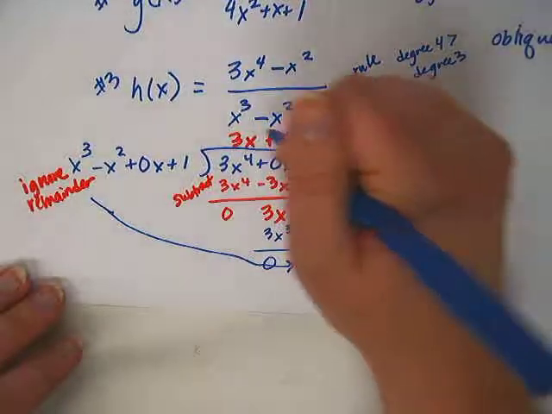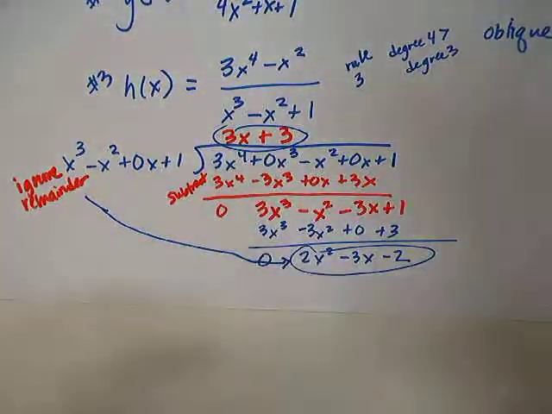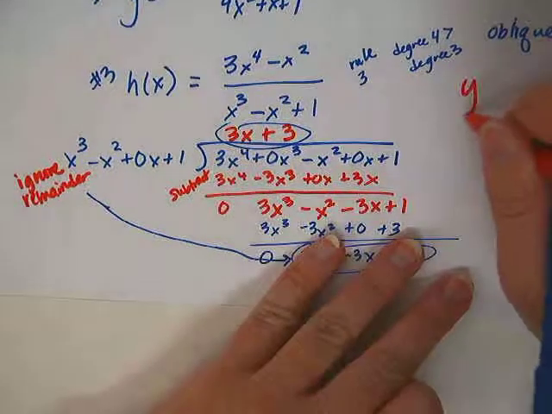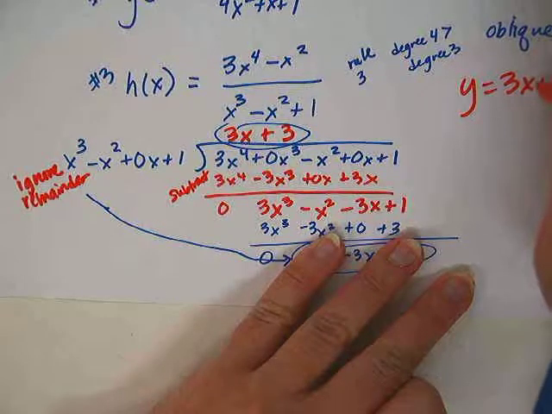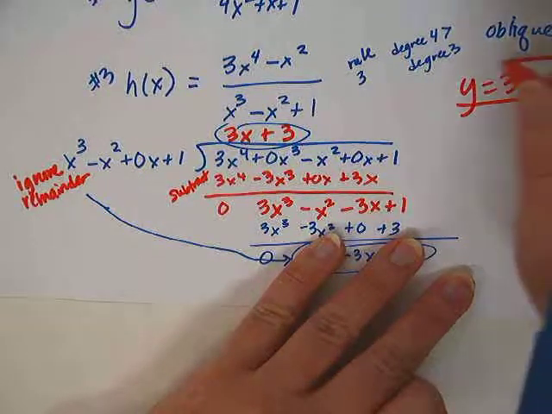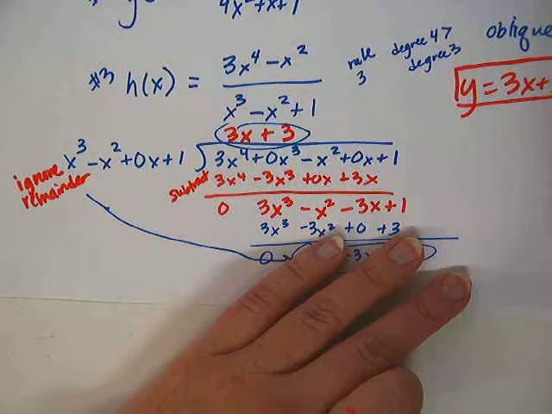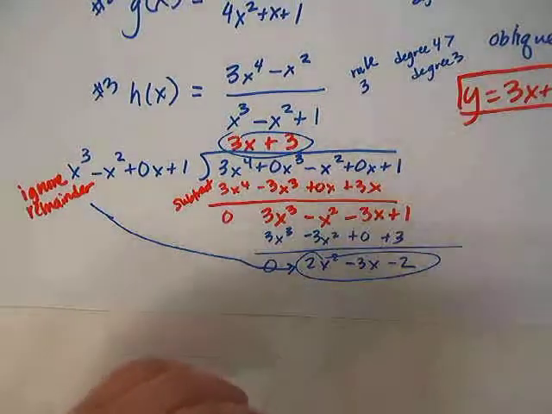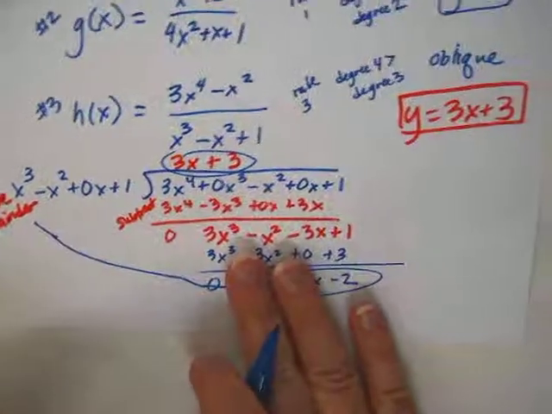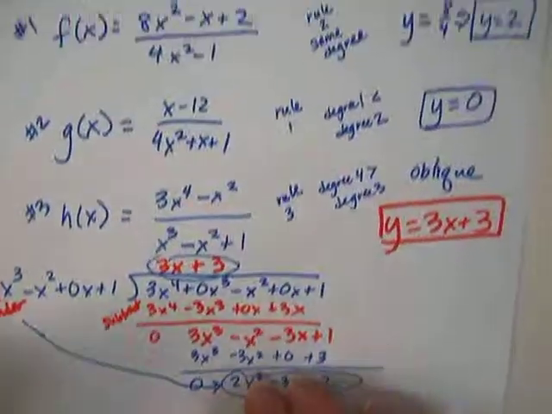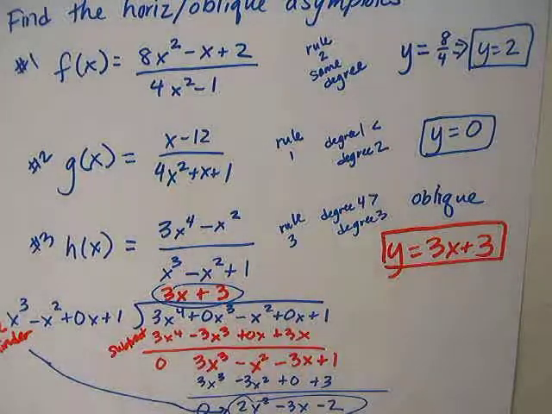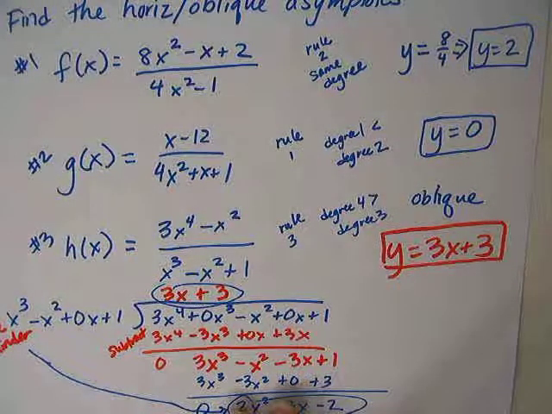Okay? Because x cubed does not divide into x squared, correct? X cubed cannot divide into an x squared, so this is the remainder. That's the remainder, but what do we do with it? We ignore it. Where's our answer? The answer's right here. So the oblique asymptote is y equals 3x plus 3, which is a line that crosses through the 3 at the y-axis. 3 is the y-intercept, and 3 is the slope.